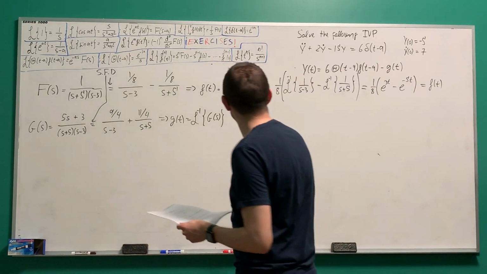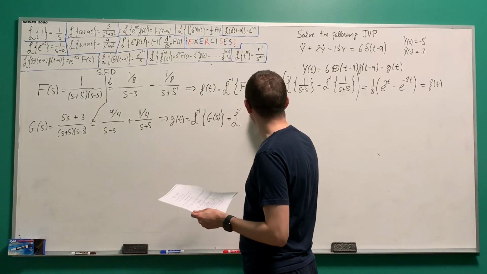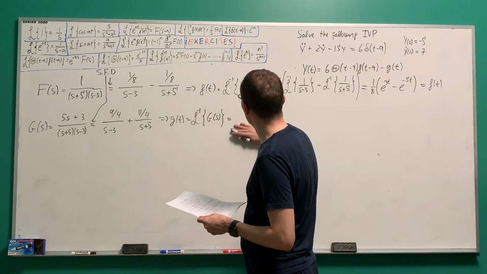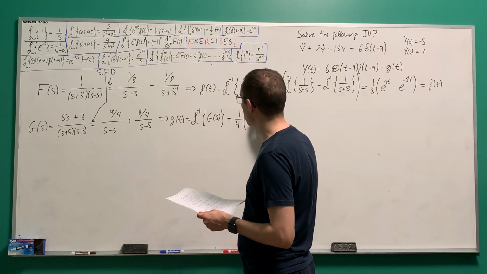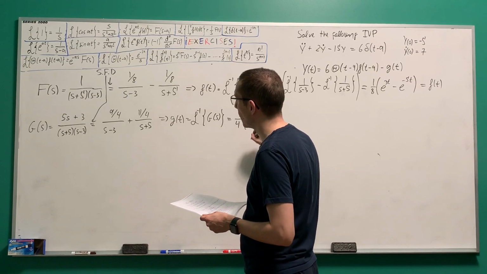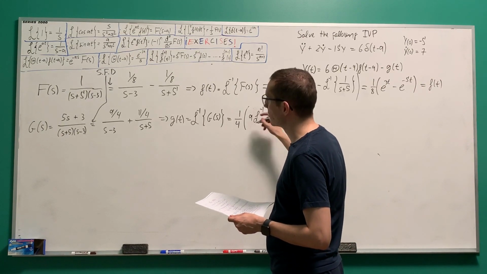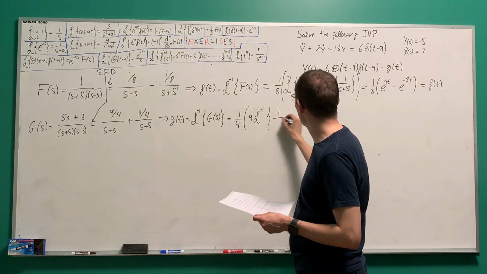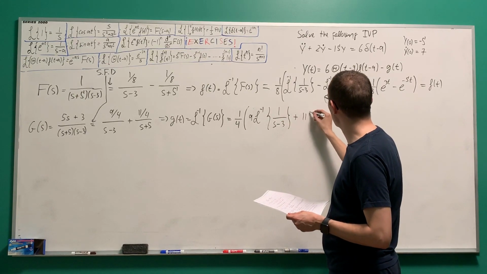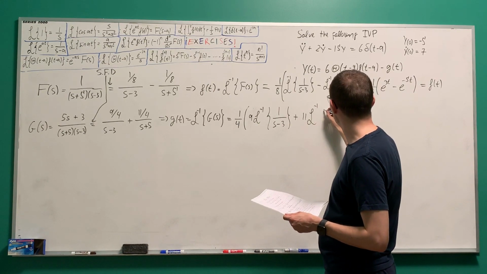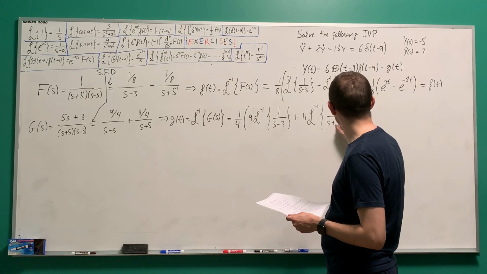And then g of s, what we have here is the inverse Laplace of, I'm going to write it like that, I'm going to take a common factor 1 over 4. And this is the inverse Laplace of 9 times the inverse Laplace of 1 over s minus 3, plus 11 times the inverse Laplace of 1 over s plus 5.